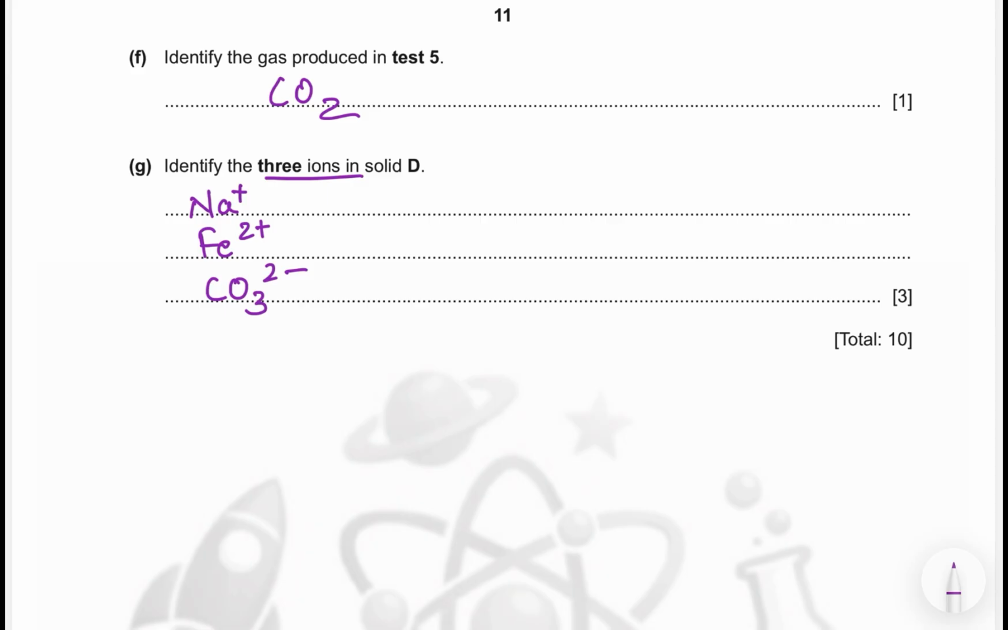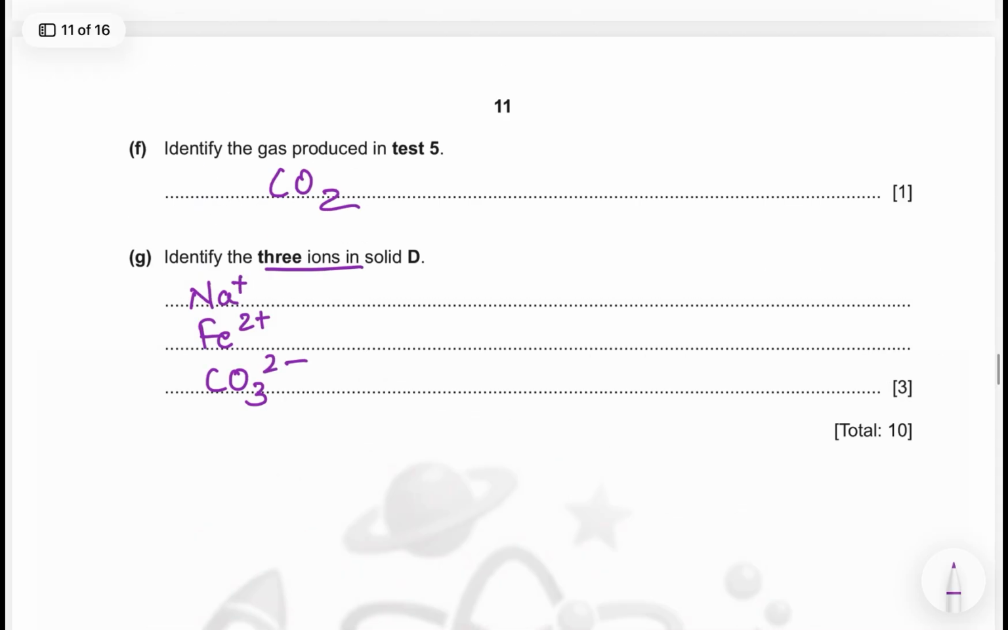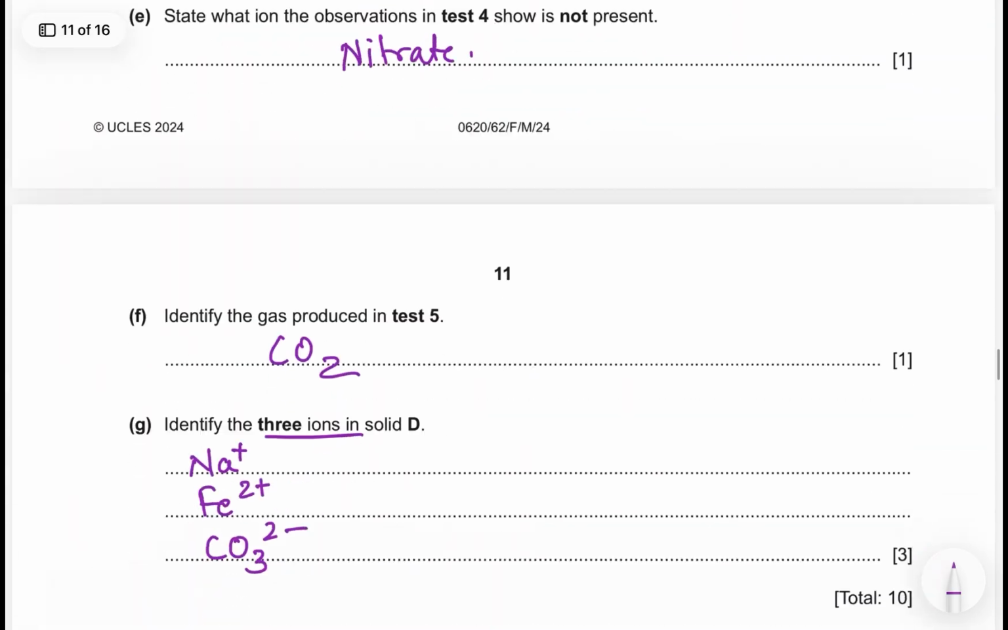So it is not necessary that the solid will always be only one compound that contains one anion and one cation. It can be a mixture of solids, and you might get different cations and anions in that.